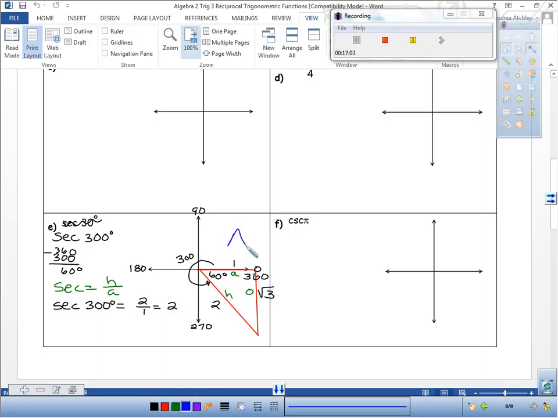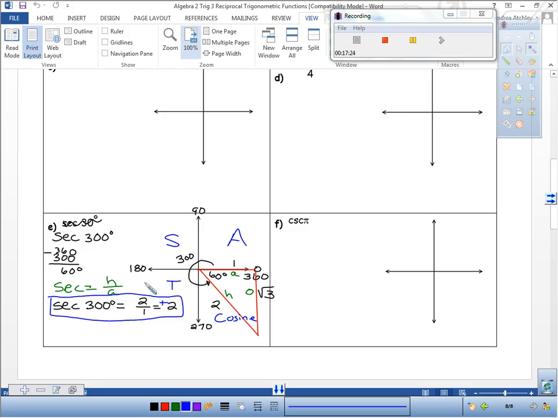Then we go with all students take calculus. This is cosine. Since secant and cosine go together, they have the same sign, because it's just the reciprocal of cosine. So if cosine is positive, the reciprocal of it is going to be positive too, so the 2 is positive. Any questions over that?